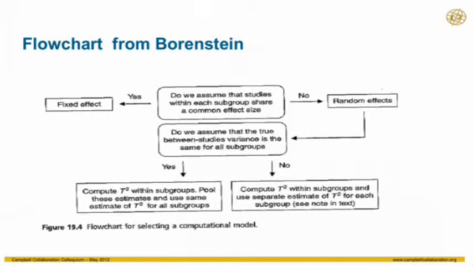So do we assume that the studies within each subgroup share a common effect? That's going to dictate whether or not we end up in a random effects or fixed effect framework. We're entirely in a random effects framework in this session. Do we assume that the true between study variance is the same for all subgroups? If yes, then we're going to compute a pooled variance component and use that constant variance component for each subgroup. If not, we're going to compute separate variance components for each subgroup. I think it's a useful flowchart for making some of these decisions.